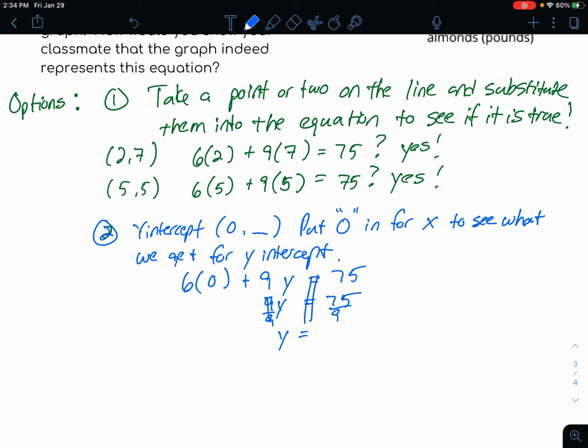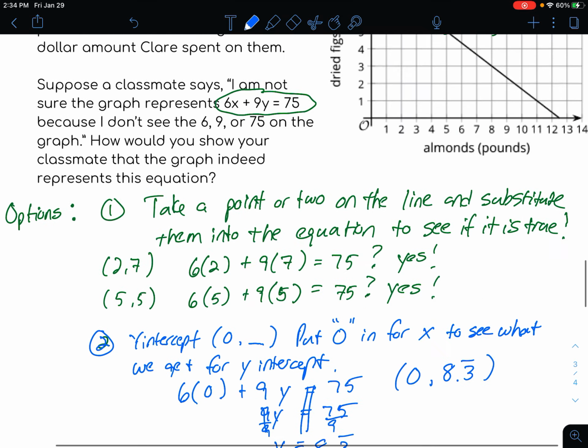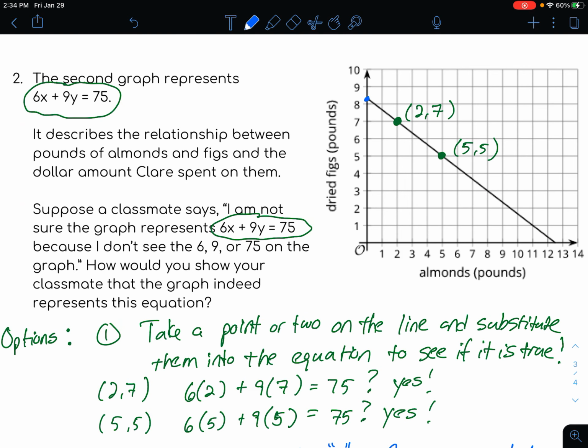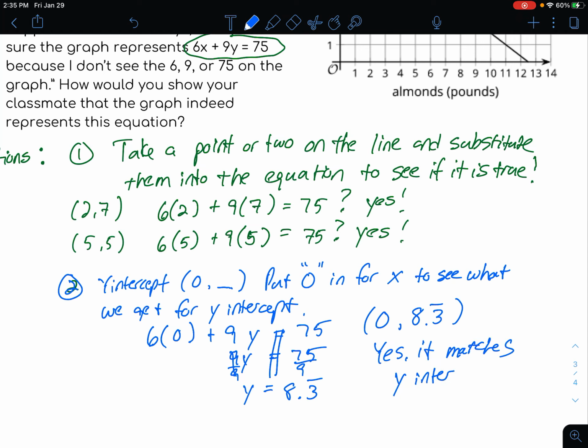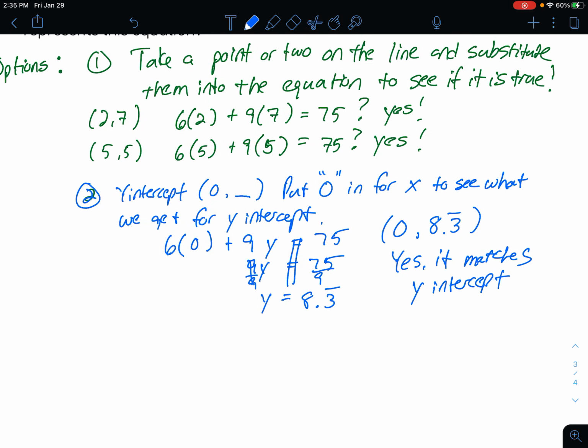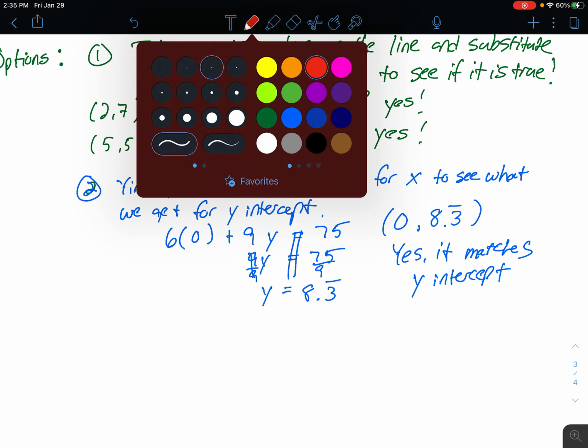If you take 75 divided by 9, you get a little bit over 8 though. It's actually 8.3 repeating, or 8 1/3. So our y-intercept is (0, 8.3 repeating). And we can see up here in the equation, that does look like that matches up. So yes, it matches the y-intercept. Okay, so that is an option.